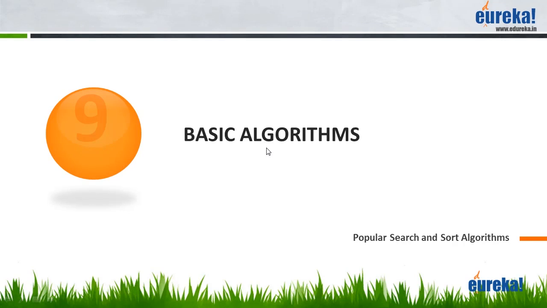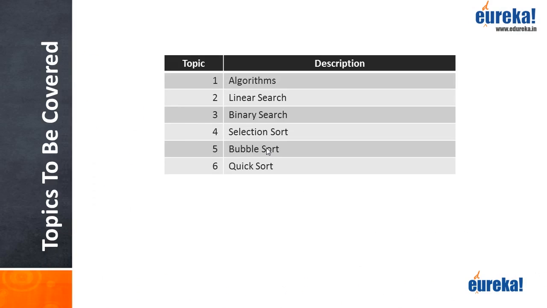Hi, in this chapter, we're going to go through some of the popular search and sort algorithms. So in this chapter, we'll first talk about algorithms, and then we're going to talk about the linear search and binary search. Those are the two search algorithms that we have in this chapter. And finally, we're going to talk about three different sort algorithms, namely the selection sort, bubble sort, and the quicksort.